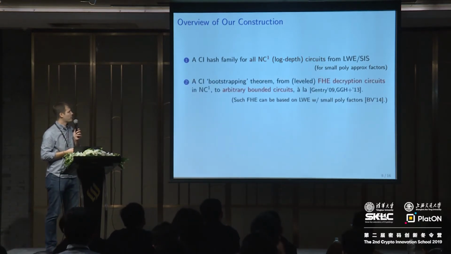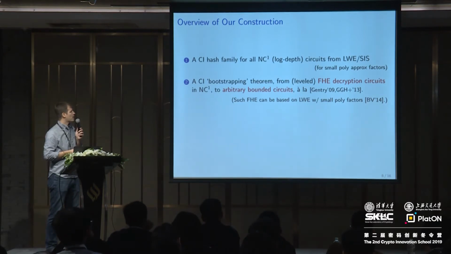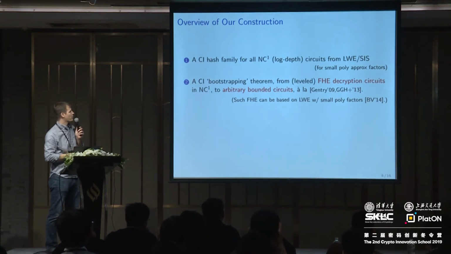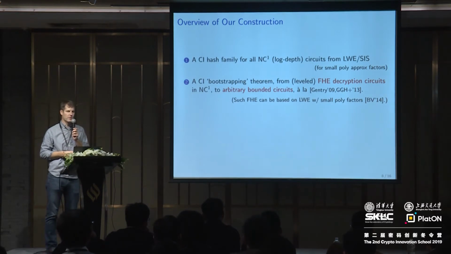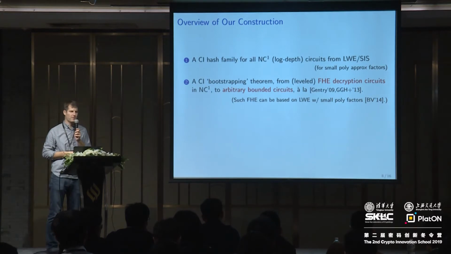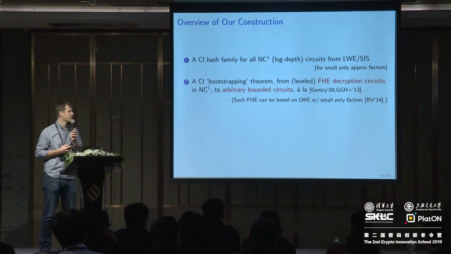And then we give what's called a generic bootstrapping theorem, which says if you assume an FHE or a leveled FHE scheme with a log depth decryption circuit, then we can get you correlation intractability for arbitrary bounded size circuits. So they don't have to be log depth anymore. They can be any polynomial size and polynomial depth. And this bootstrapping theorem is very much reminiscent of bootstrapping ideas from the fully homomorphic encryption and obfuscation literature.